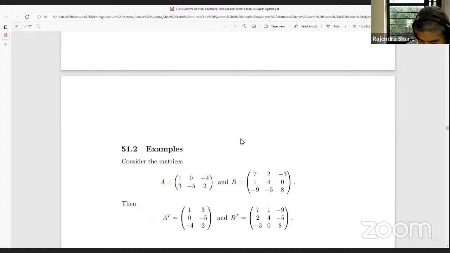Whenever there is a problem that can be converted into a system of equations.